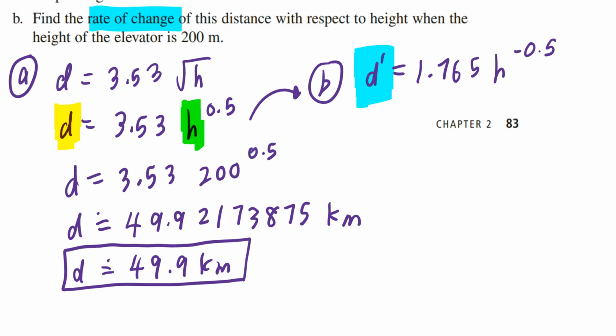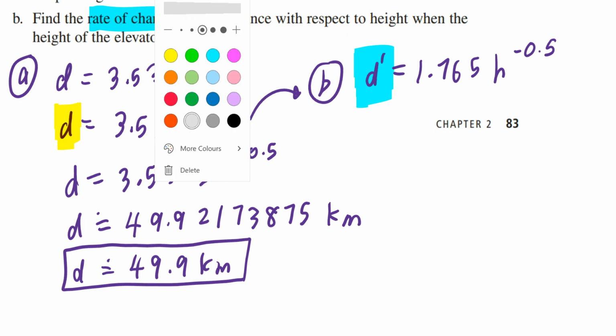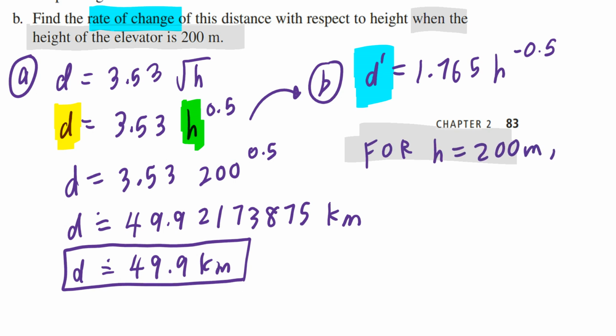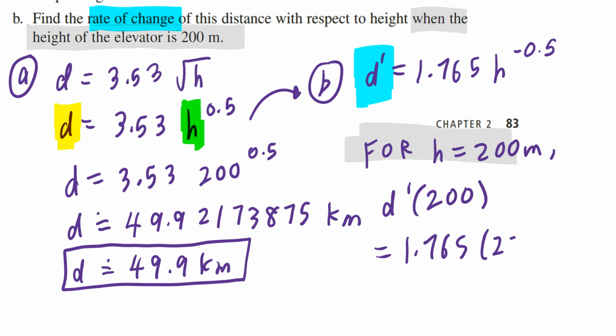Again, if you go back to the given, you want to evaluate this when the height is 200 meters. So I'm going to write down specifically for h equals 200 meters. This means we want to find d prime of 200, which equals 1.765 times 200 to the power of negative 0.5. At this point, if you want to take a calculator and work it out, that's fine.